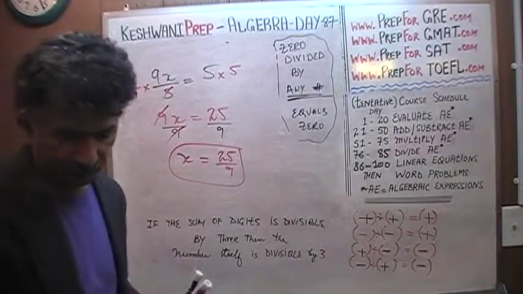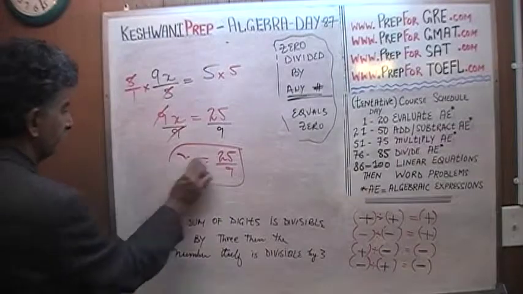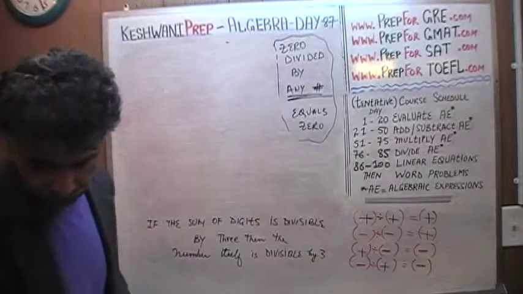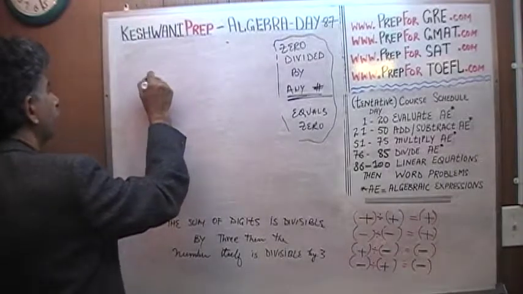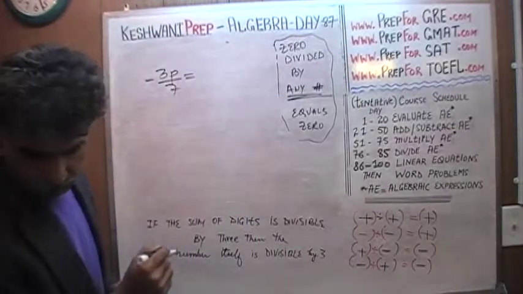Let's do the very last one, number 10. Again, I need to erase it. We need the room. Negative 3p over 7. Negative 3p over 7 equals 2.